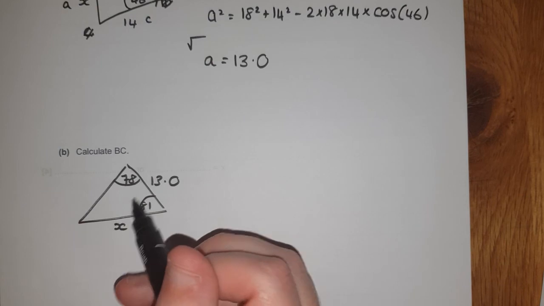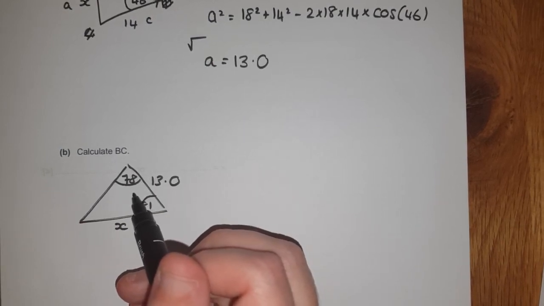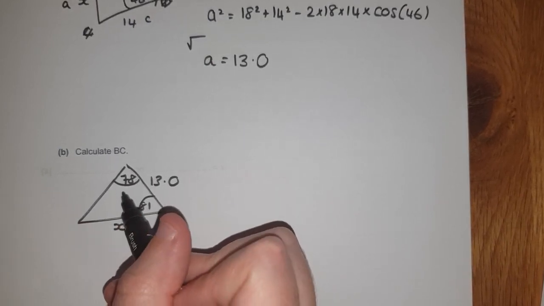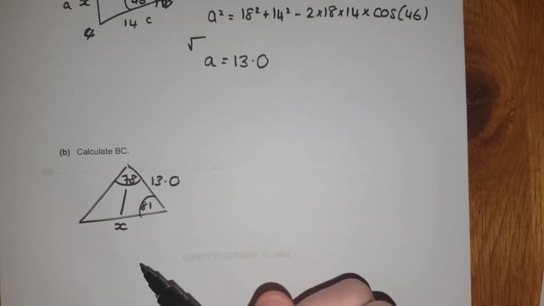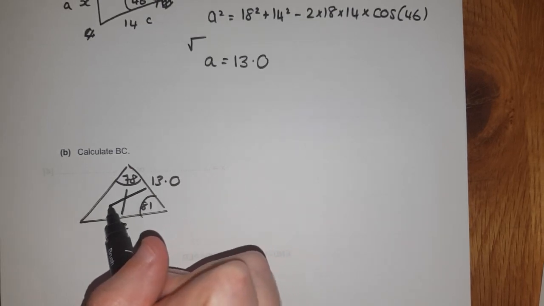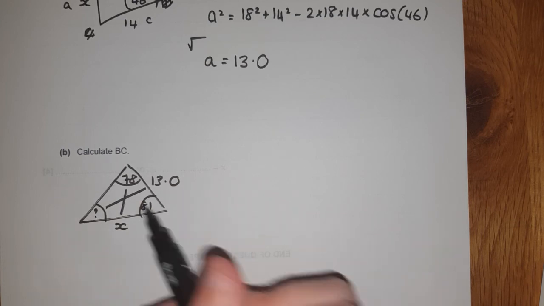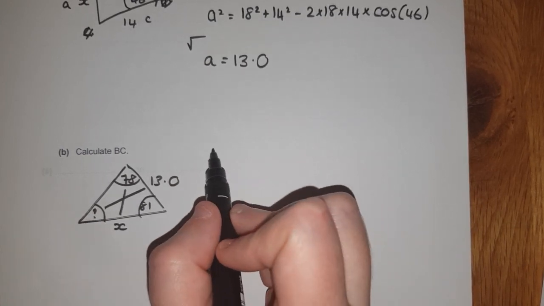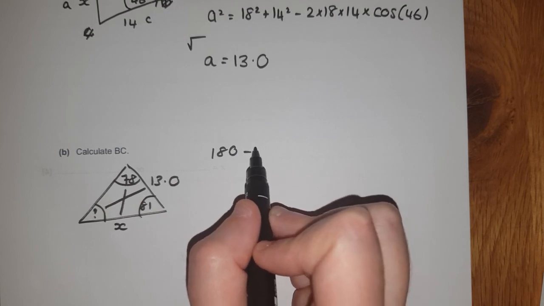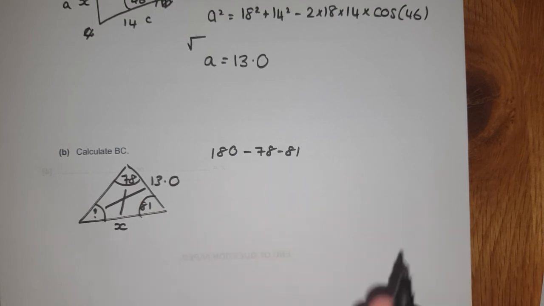Now this time you've got two sides and two angles involved. But remember, for it to be the sine rule, you need a side and an opposite angle. So the first thing I need to do is work out what that angle there is. I know angles in a triangle add up to 180. So if I do 180 minus 78 minus 81, I'm left with the angle that we're using, which is an angle of 21 degrees.